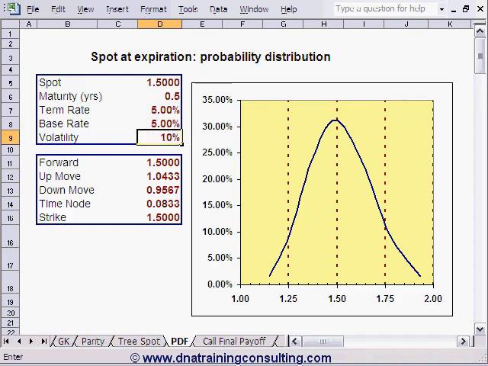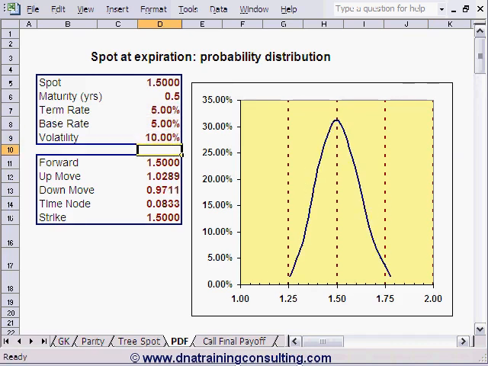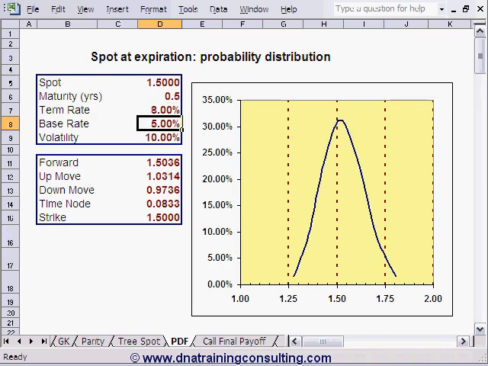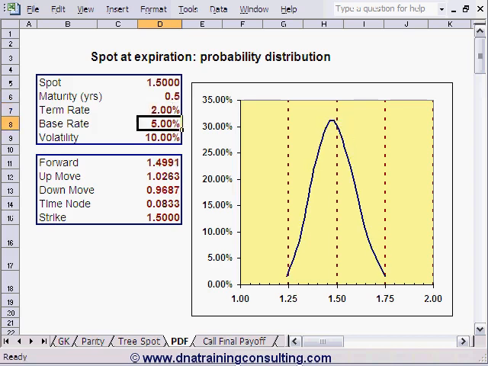Resetting all our variables first to our original ones, we begin by increasing the term interest rate from 5% to 8%. We know that this will increase the forward, and we see that in the shift of the entire graph to the right. And vice versa, if I reduce the term interest rate, for example, to 2%.